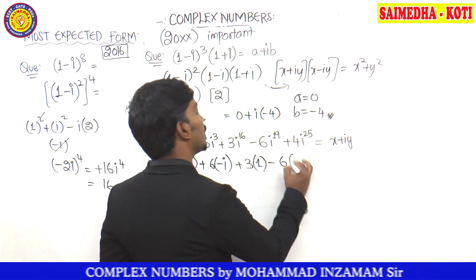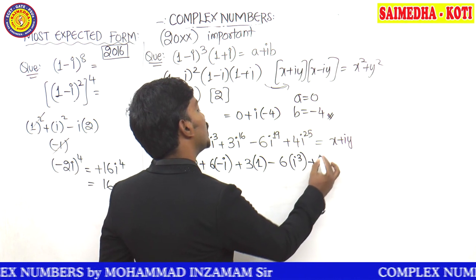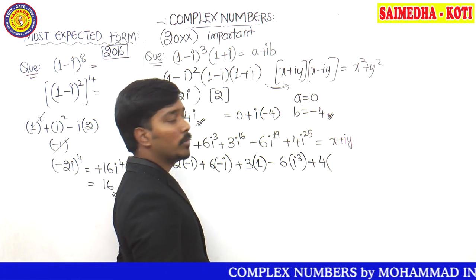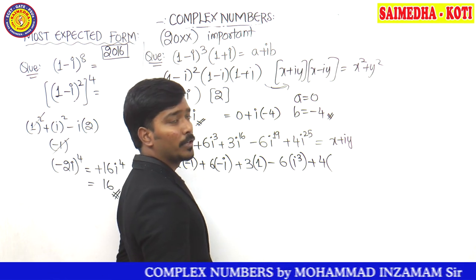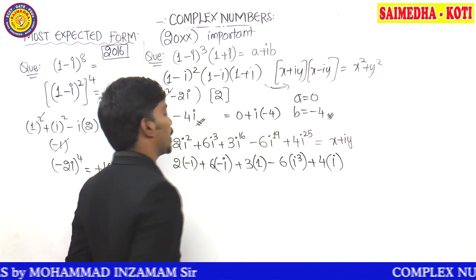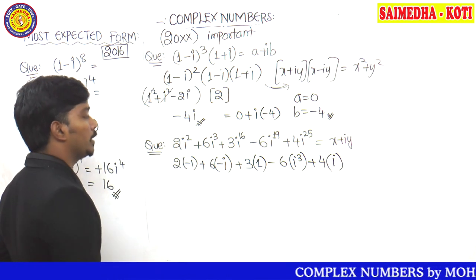i cube. So here we can write i cube plus 4 times, what is the nearest multiple of 4 to 25 in the 4 table? 24. That is, 4 sixes are 24. So 4 into 6 plus 1. So here we can write again i. Observe it and try to solve the problem.